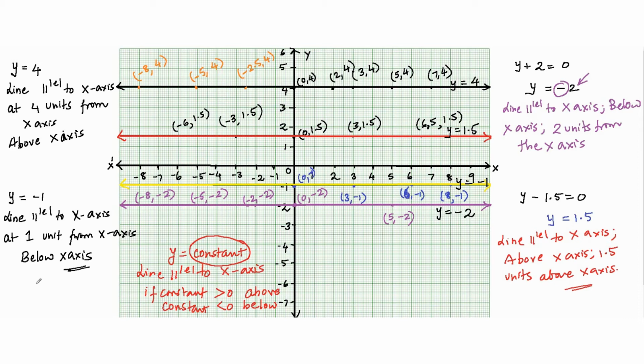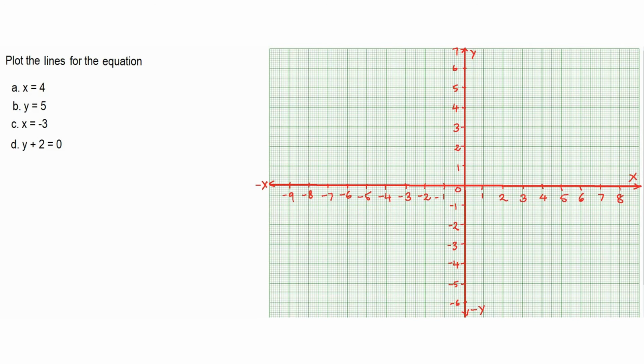So let us now take some questions based on x equals constant and y equals constant. Let us consider the following question. Plot the line for the equation x equals 4. So x equals 4 is basically the list of all those points which have x coordinate of 4. So let me quickly plot a few points where x is going to be equal to 4.